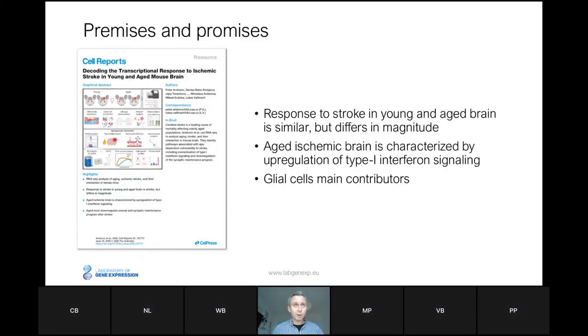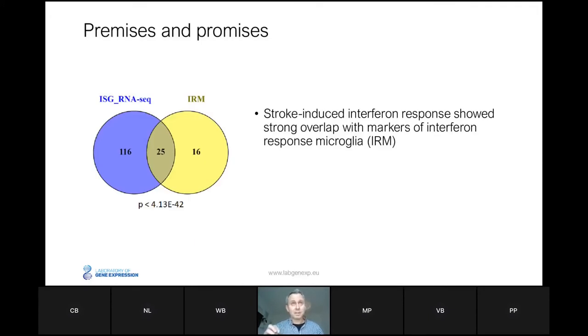So that was a kind of literature overview, and also our knowledge base, on which we built our hypothesis. But we also had some quite nice data. Last year, we published a transcriptomic analysis of stroke in young and aged mouse brain. We basically saw that the response is quite similar, but differs in magnitude. And one of the major differences was the upregulation of type 1 interferon signaling, for which mainly glial cells were responsible. And when we looked at the gene signature characterized by this increase in interferon signaling, we saw a very strong overlap with one of the disease subpopulations of microglia called interferon-responsive microglia, which were described in the context of Alzheimer's disease.